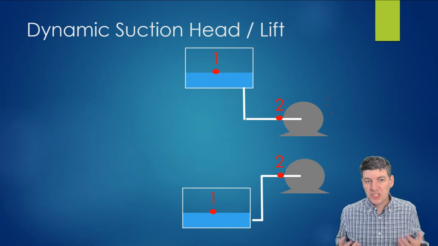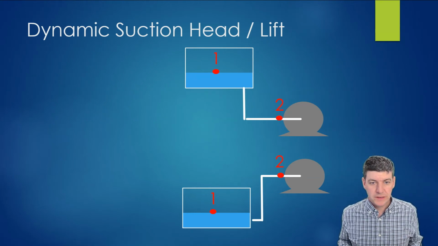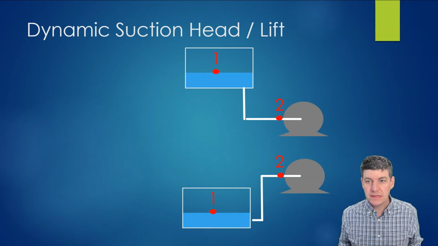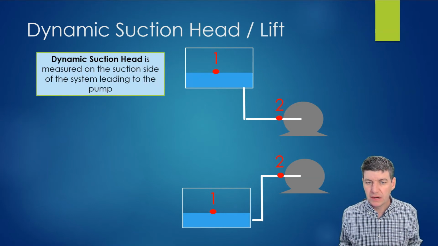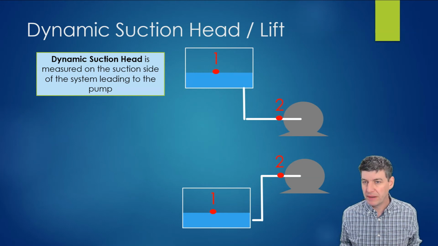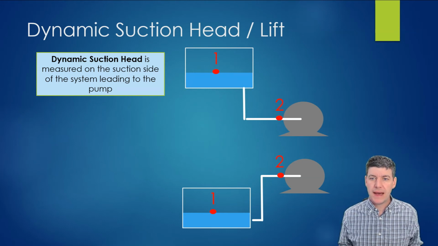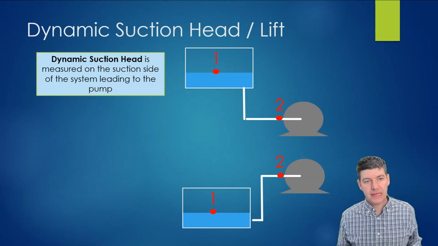So our dynamic suction head and lift is where we're going to start. And as we can see, this is really a measurement of what's happening on the suction side of the pump. So what is happening on the pathway into the pump?